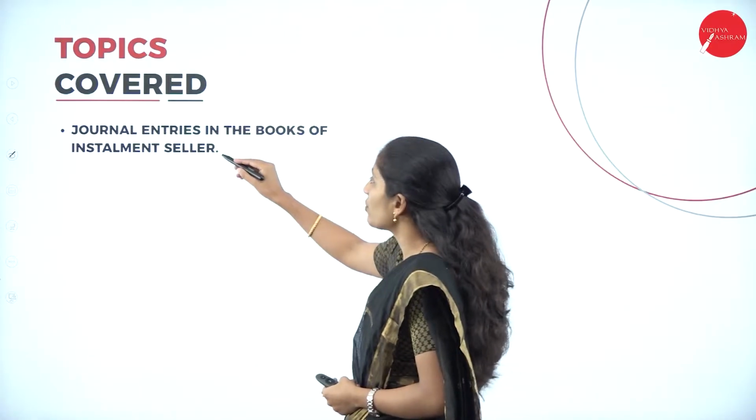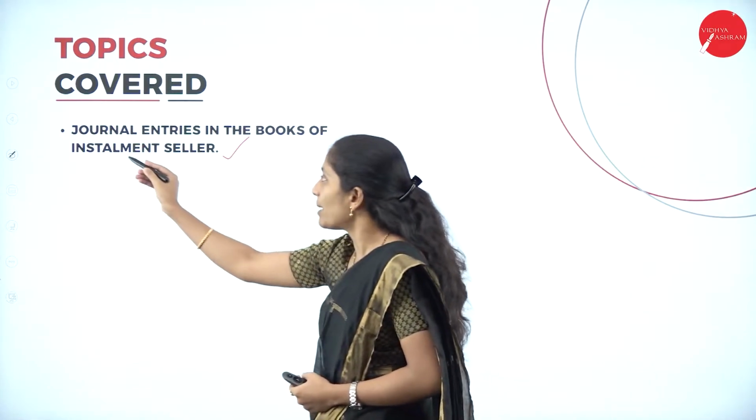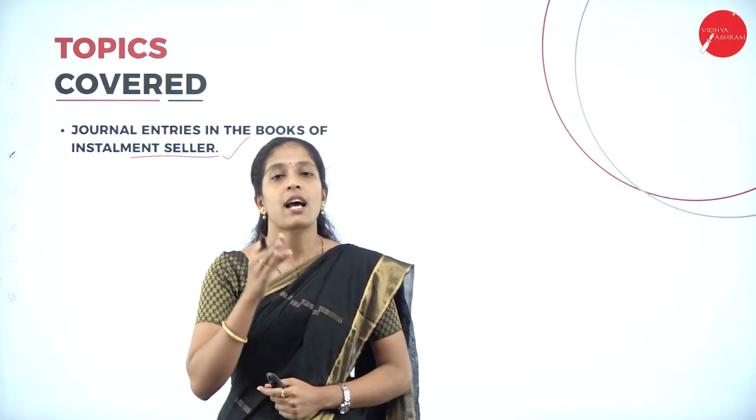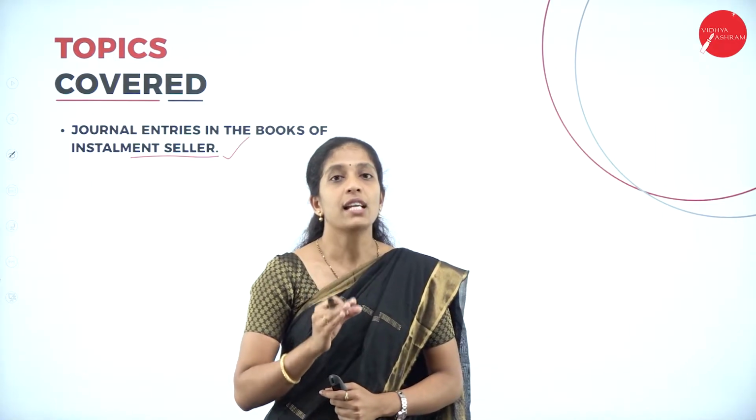So in a previous session, we had solved a problem relating to journal entries in the books of installment seller. So what are the entries that have to be recorded in the books of installment seller? The first one is for selling of assets. So what is the entry? Installment purchaser account debit to asset account to interest suspense account. And your second entry is for what? Receiving the down payment. So bank account debit to installment purchaser account. And a third entry is for interest due. So what is the entry? Interest suspense account debit to interest account.